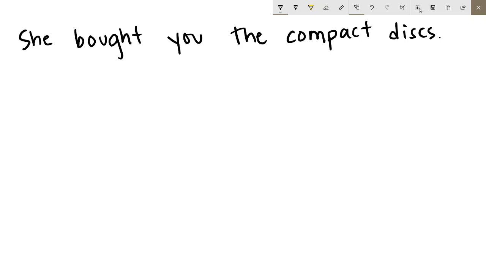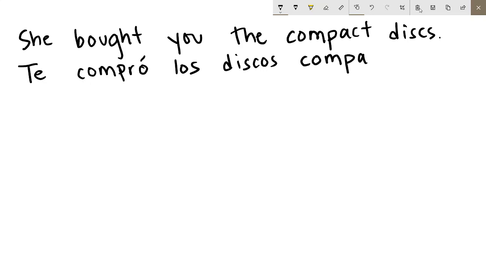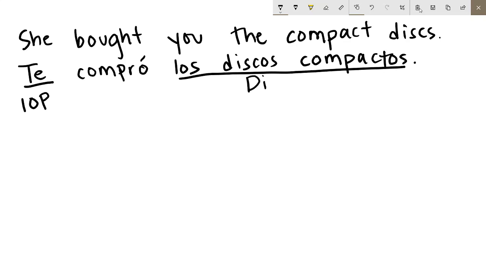Let's just translate this. So, te compró los discos compactos. She bought you the compact discs. So again, this is the indirect object pronoun. Okay. This is the direct object. Direct object.